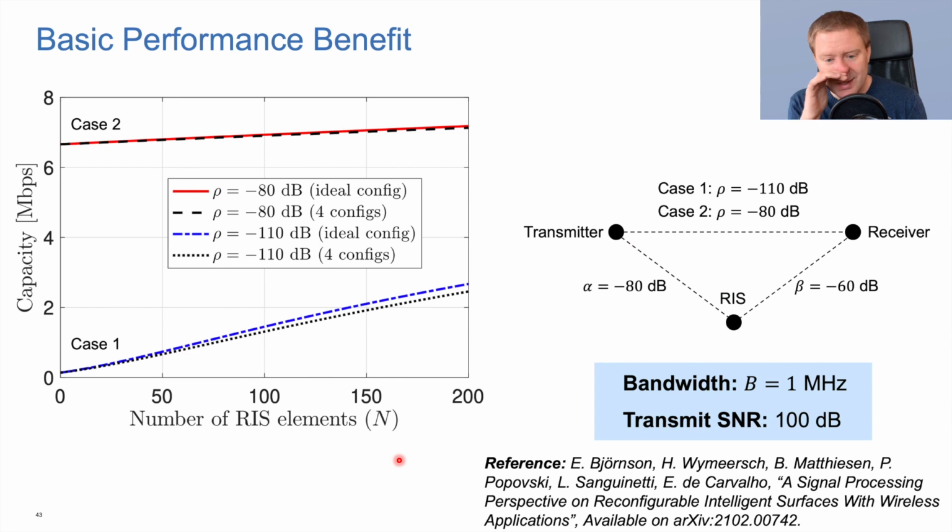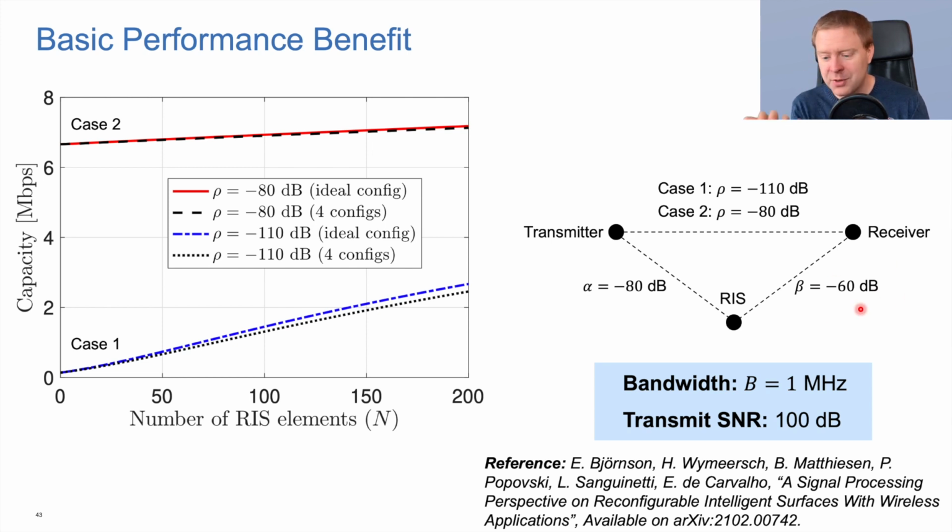And this is something that we can see in this example here. I have a transmitter and a receiver, and the direct path is either minus 110 decibels or minus 80 decibels. So I'm considering these two different cases to demonstrate how strong the direct path is compared to the other path. And then from transmitter to the RS, I have minus 80 decibels, and from RS to receiver, I have minus 60 decibels. So that is a rather good channel, actually.